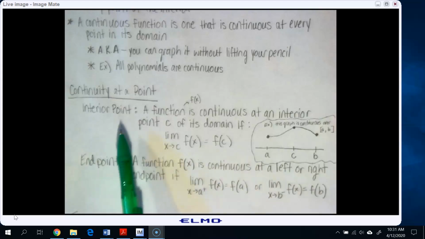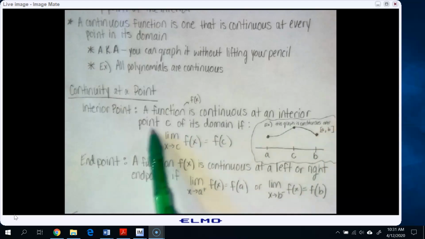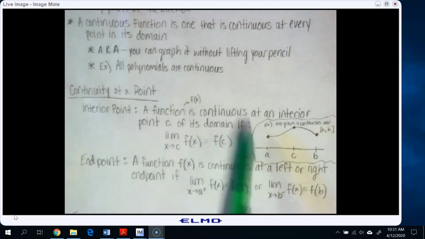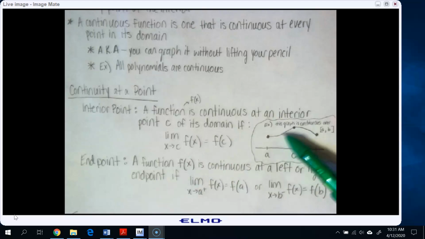If it's an interior point, a function f of x is continuous at an interior point C of its domain if the limit as x approaches C of the function is equal to f of C. So if the two-sided limit is the same as the actual function value, that's how you know it's continuous.